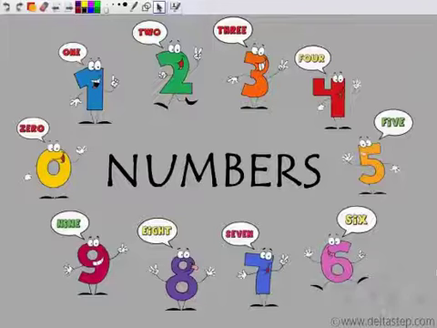Our modern number system uses these 10 digits or numbers: 1, 2, 3, 4, 5, 6, 7, 8, 9 and 0. So these are the 10 digits that are used. Now the question is, why only 10? Why not 11? Why not 12? Why not just 9? Why were these 10 digits used?